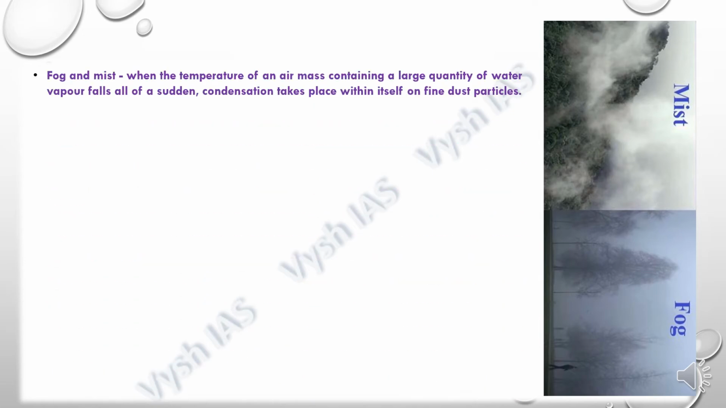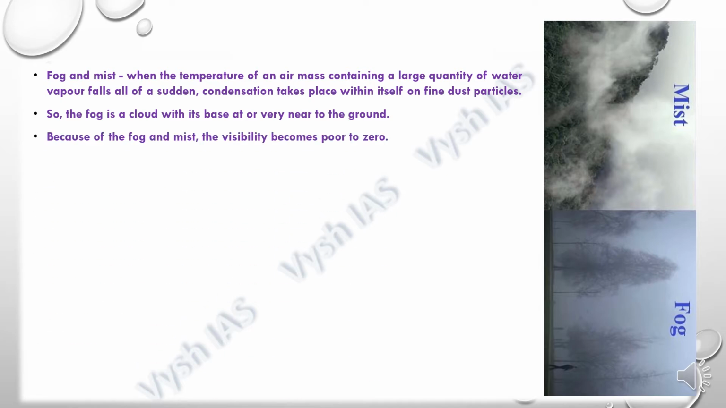Then we have fog and mist. When the temperature of an air mass containing a large quantity of water vapor falls all of a sudden, then the condensation will take place within it, on fine dust particles. It will rest on those dust particles. So fog is a cloud with its base very near to the ground. We can say that fog is a very transparent form of cloud. You can see through it almost, vaguely.